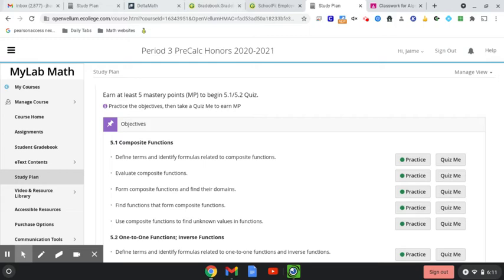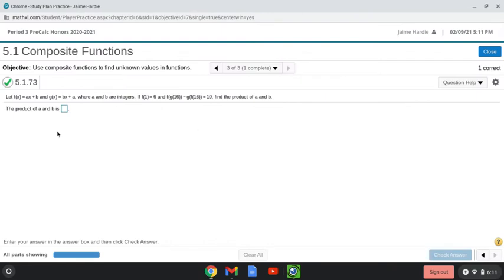So the first question I keep getting is under the 5.1, use composition functions to find unknown values in functions under the practice, and it is this question.